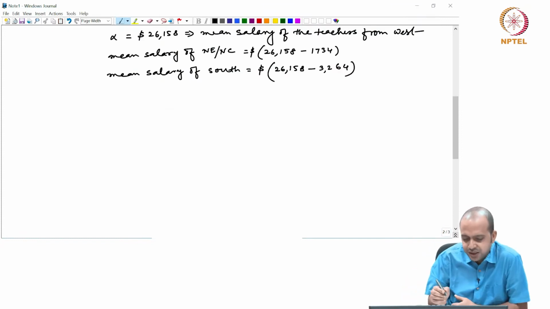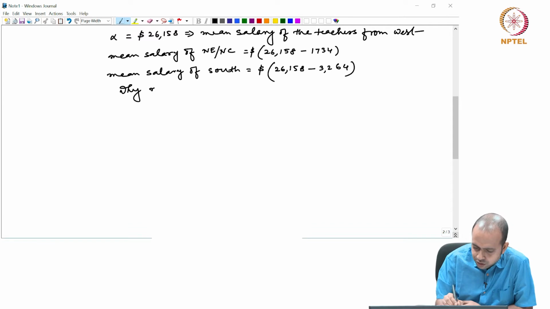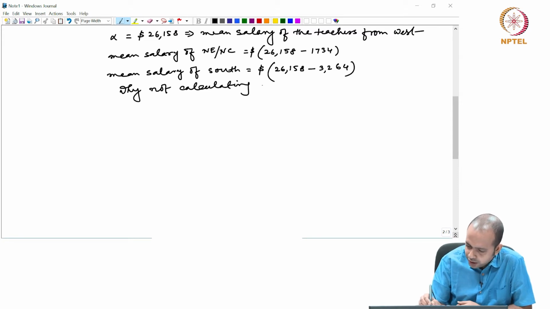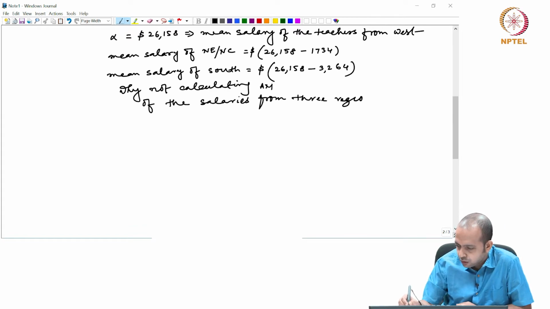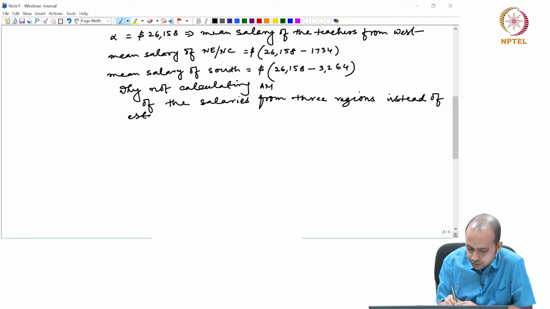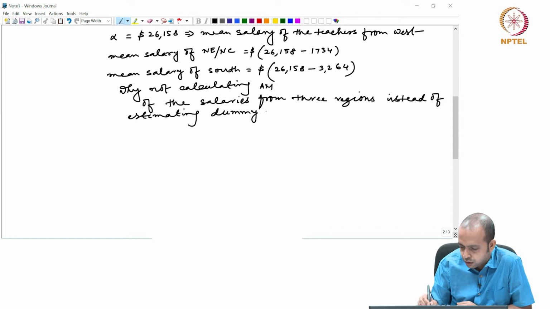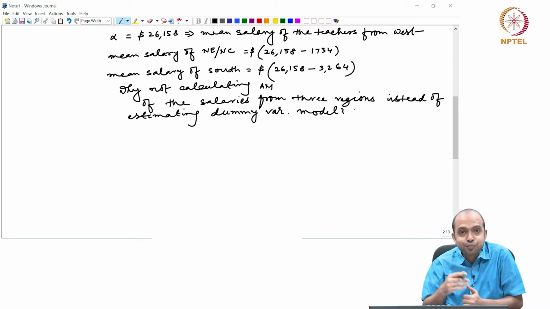So, the question I am asking: why not calculate the arithmetic mean (AM) of the salaries from the 3 regions, instead of estimating a dummy variable model? Can you think of why we are not taking the arithmetic mean and just comparing?